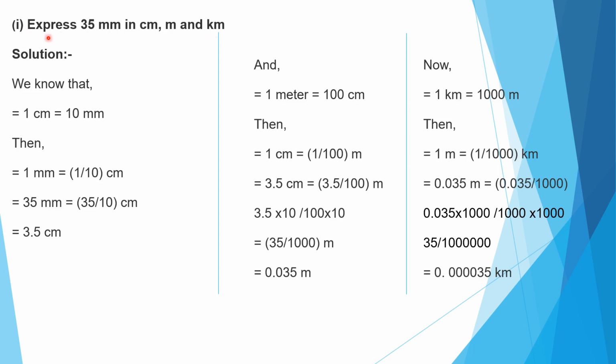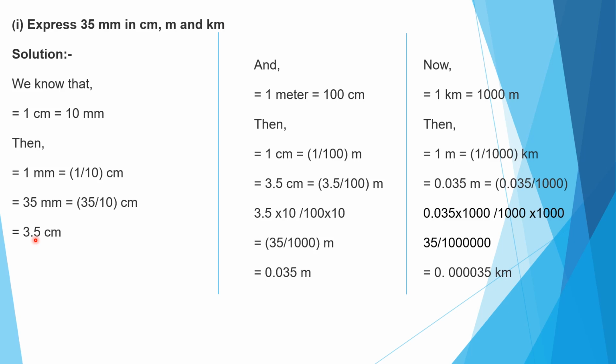Next sum is express 35 millimeter in centimeter, meter and kilometer. First, let us convert 35 millimeter into centimeter. 1 centimeter is equal to how many millimeter? 10 millimeter. So 1 millimeter is equal to 1 by 10 centimeter. So 35 millimeter is equal to 35 by 10. That is 3.5. Why this 3.5? 1 zero is there. Here 2 digits are there. So 35 you have to write as it is, and from right leave 1 digit and put 1 decimal point. Otherwise 35 divided by 10, long division you can do. You will get the same answer as 3.5 centimeter.